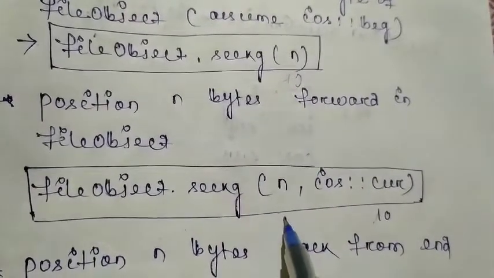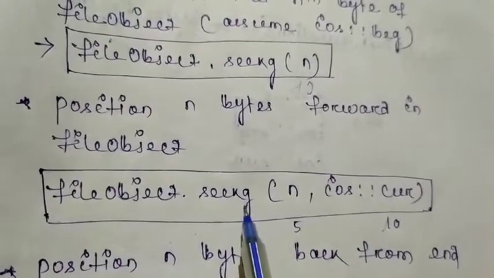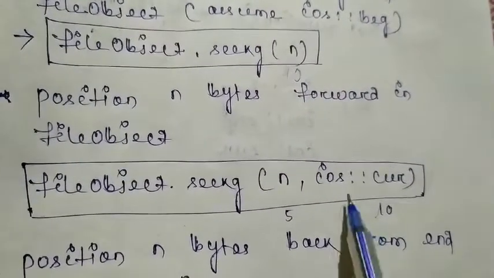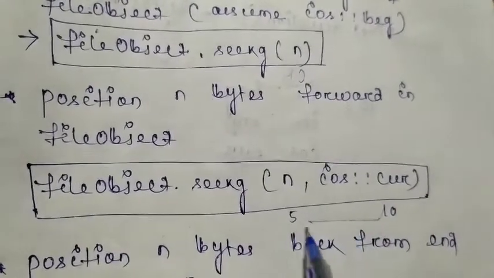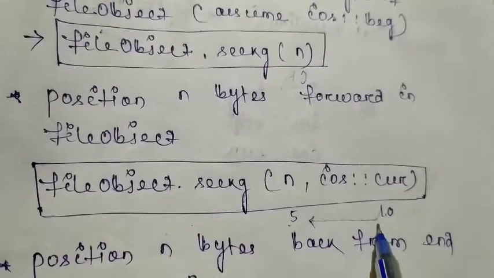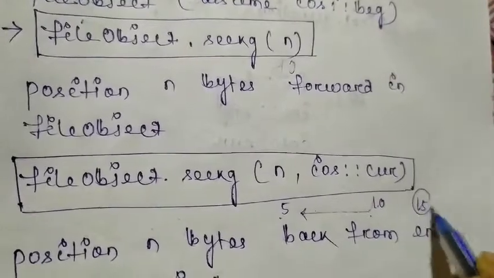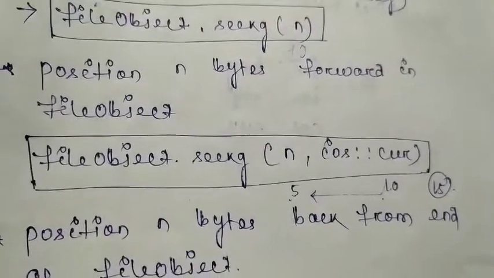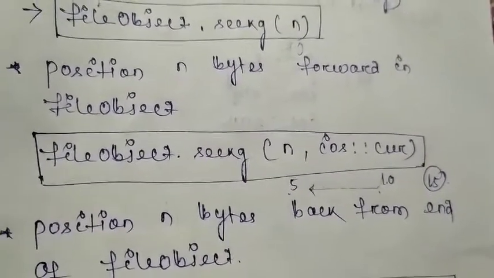And here we will give 5. Then what will it do? It will again move the get pointer in the forward direction, not in the backward direction. That is, it will read up to the 15th byte. That means the current position is already 10 and n is 5, so it will read the 15th byte of the file, whatever character or integer, whatever data is written in that position, it will retrieve that.